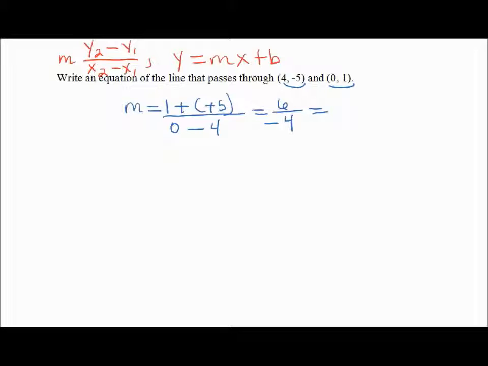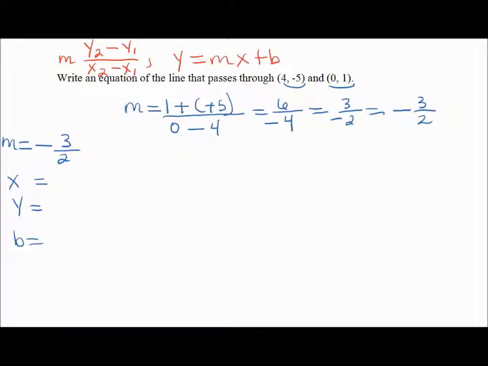I can reduce that. I can factor out a 2. I can divide out 2. So this becomes 3 over negative 2. Okay? So if the 2 is negative, that means the entire thing is negative. So I know my slope. So my slope is a negative 3 over 2. I need an x. I have the m. I need an x, a y, and a b. Just like lesson 5.2 part 1.